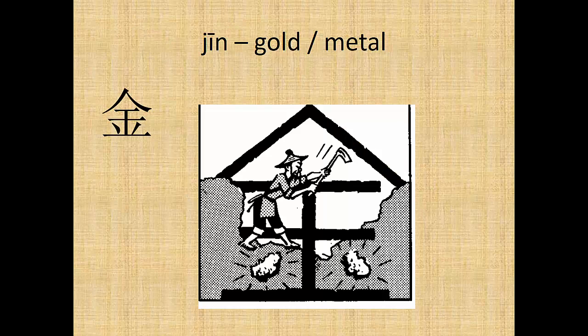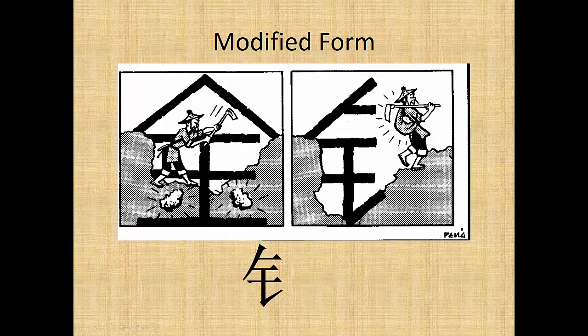The next radical you should learn is the gold or metal radical. Here, the illustrator has drawn the radical as a roof over a man digging through 2 layers of earth to get to 2 dots of gold. This radical was simplified, here shown as the digger leaving the mine, and the gold has been removed and the roof has been opened so he can escape.